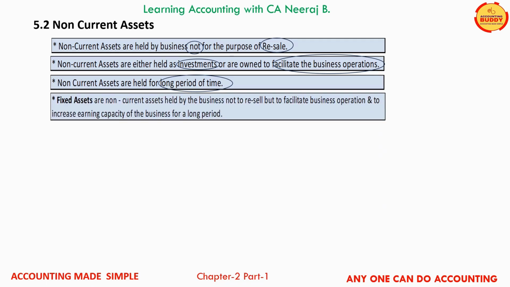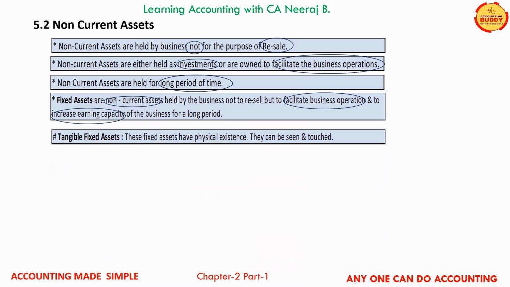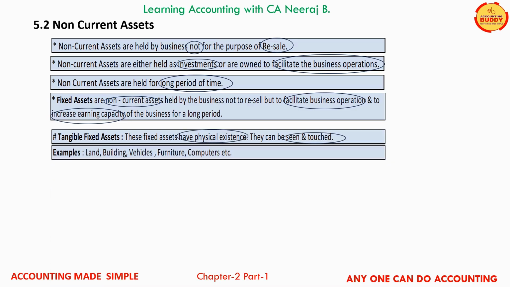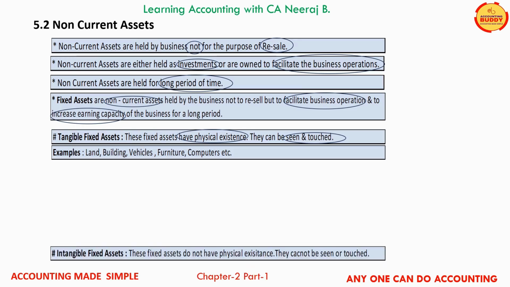Fixed assets acquired by the business are always non-current assets. Fixed assets facilitate business operations and enhance the earning capacity of the business. Fixed assets can be classified into two types: tangible fixed assets and intangible fixed assets. Tangible fixed assets can be seen and touched. Examples of tangible fixed assets are land and building.